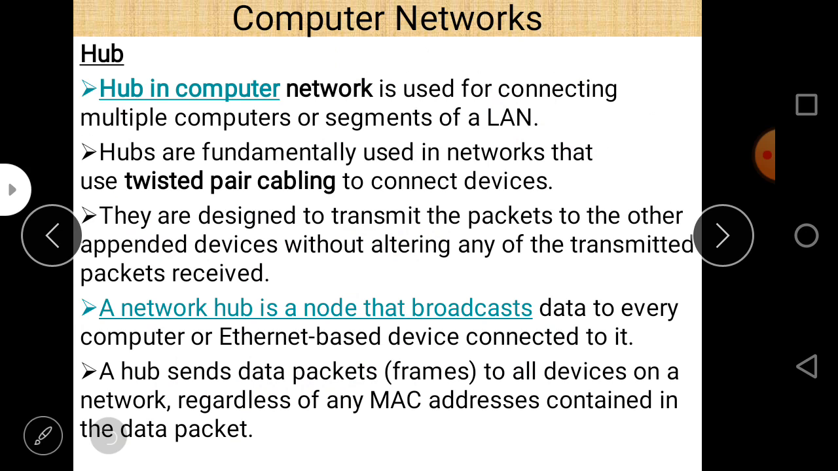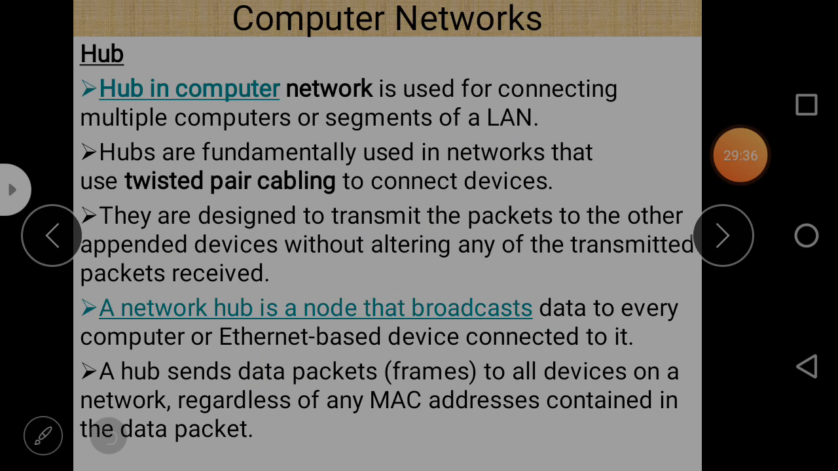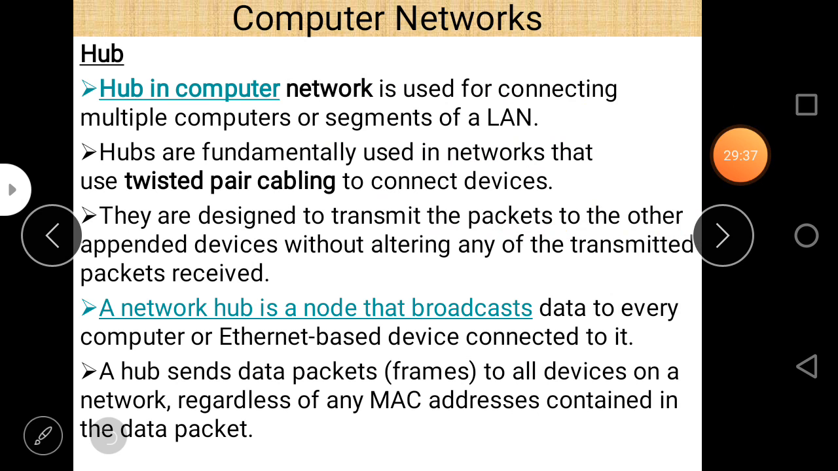In a similar manner, the difference between hub and switch will be asked. What is the difference between hub and switch? In one line we can say that a switch is an intelligent hub or intelligent device, and it does not broadcast the data like a hub. It sends data to a particular computer system at a time.